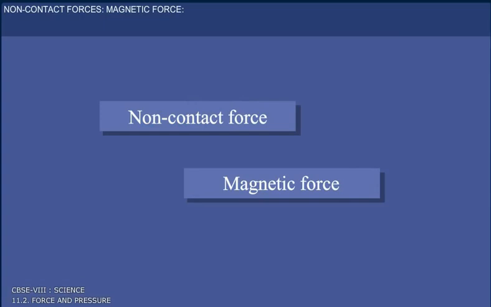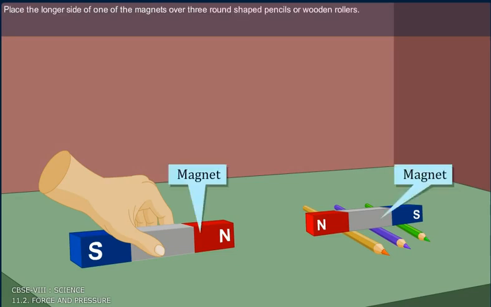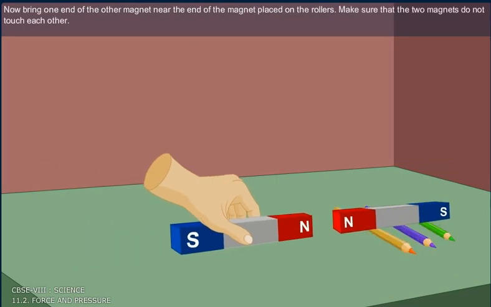Non-contact forces. Magnetic force. Activity. Take a pair of bar magnets. Place the longer side of one of the magnets over 3 round-shaped pencils or wooden rollers. Now, bring one end of the other magnet near the end of the magnet placed on the rollers. Make sure that the 2 magnets do not touch each other.